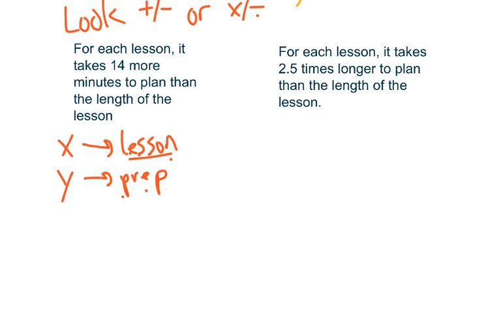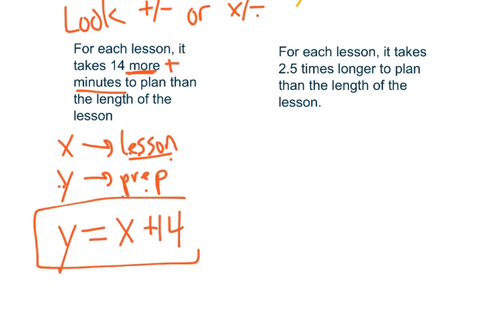Now I take a look at the words. I'm seeing more minutes. To me, that reads as addition. So y, my lesson prep time, is equal to x plus 14. Now I have the equation I need, and since I've labeled x and y, if I had a further part of the word problem to solve for one of them, I could easily plug in values because I know what they represent. This is a variation of the same problem, so the x and y are going to stay the same. X is still the lesson, and y is the prep time.